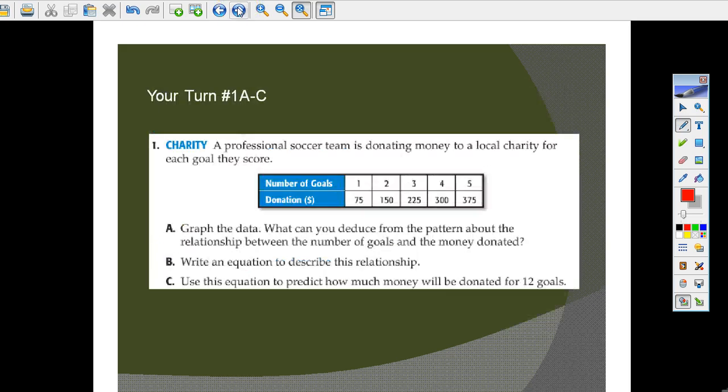Here's your turn, numbers 1A through 1C. Go ahead and pause the video and do those 3 problems. It's just like we did with the previous one. If you're not sure, you can rewind and watch it again. It has a similar table, so make a graph, write the equation, and predict. Come back when you're done.